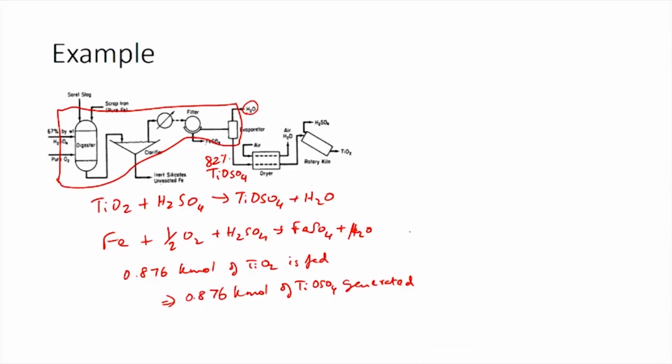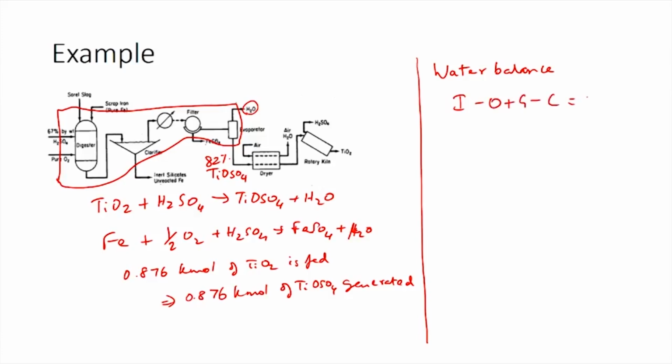Based on this information we can start writing a water balance equation. So, the water balance equation for the system which is chosen would start from input minus output plus generation minus consumption equals accumulation. At steady state there will not be any accumulation. Water is not being consumed by any of the reactions which are happening in the digester, that means consumption terms will go to 0. So, you are left with input, output and generation.